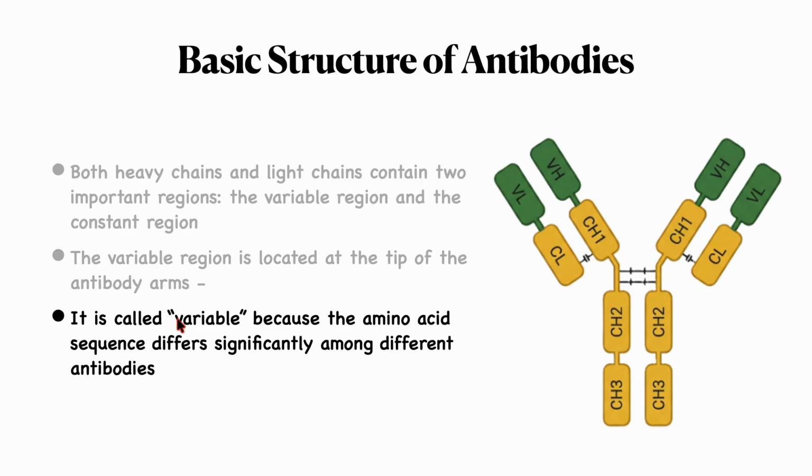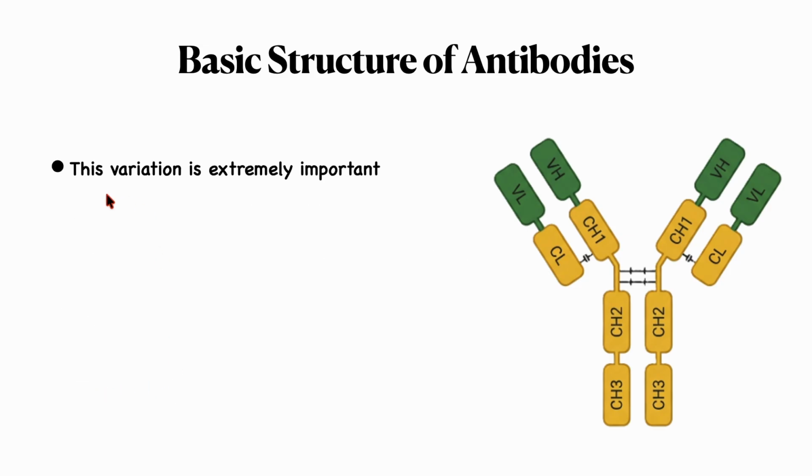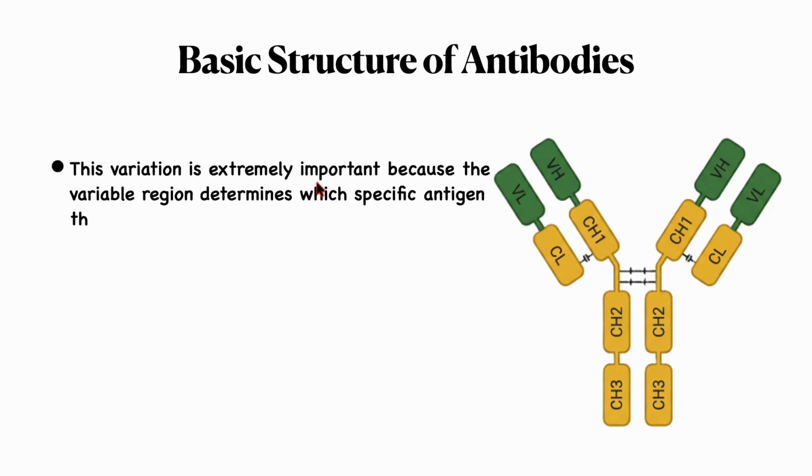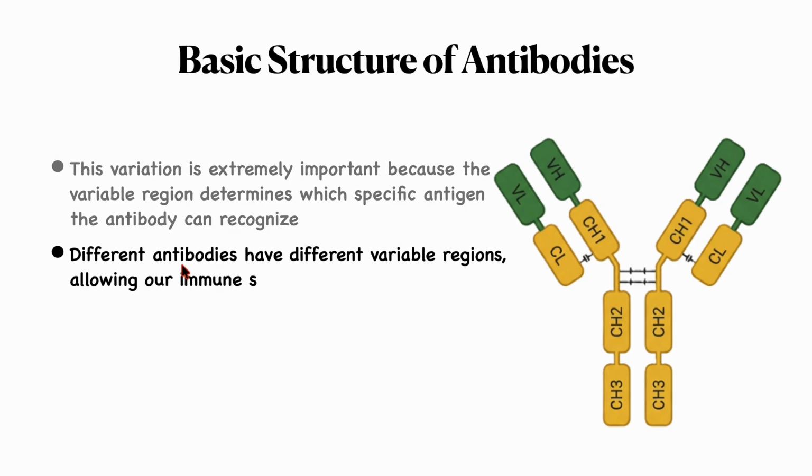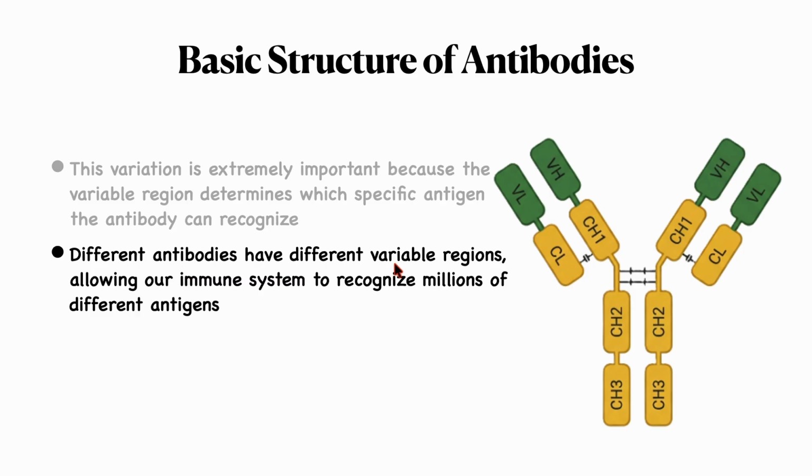It is called variable because the amino acid sequence differs significantly among different antibodies. This variation is extremely important because the variable region determines which specific antigen the antibody can recognize. Different antibodies have different variable regions, allowing our immune system to recognize millions of different antigens.